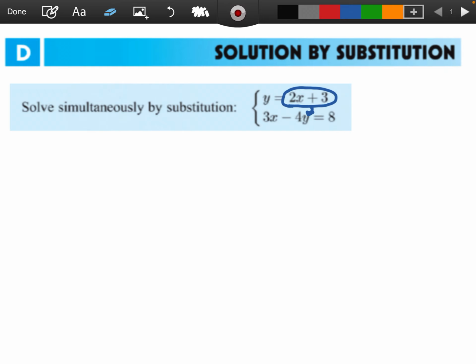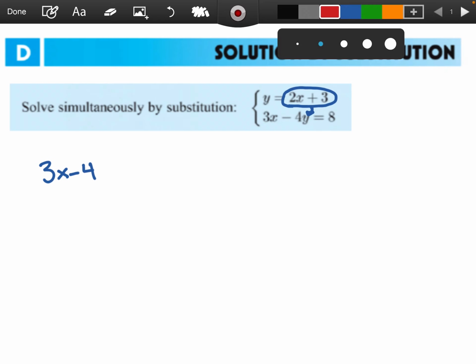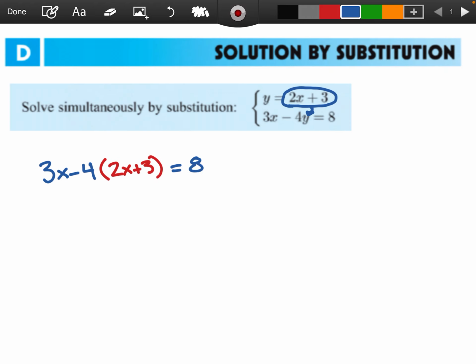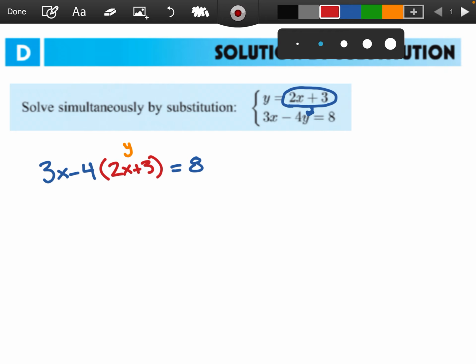Okay, so let's dive a little bit deeper into this example. We're going to take the equation that is not written as y equals, and when we get to the y, we're going to replace that with what y equals in the other equation. So this is where the y existed in the previous equation, so instead we replace that with what y was equal to in the first equation, which was 2x plus 3. Now, we just go ahead and solve this using our linear equation solving rules.